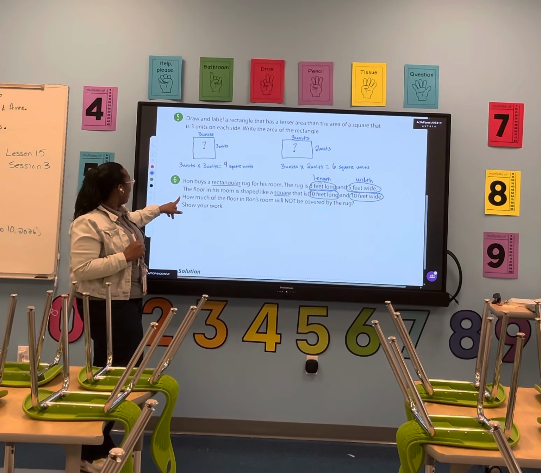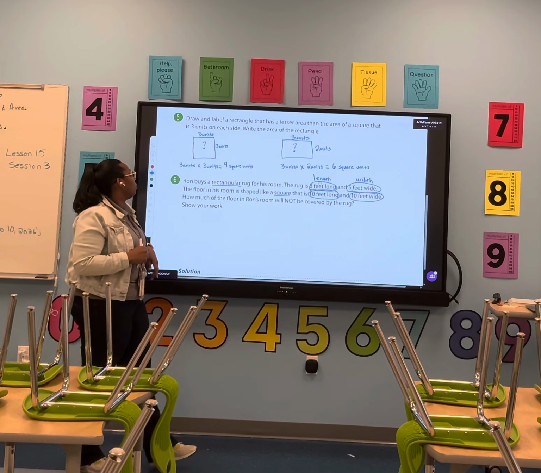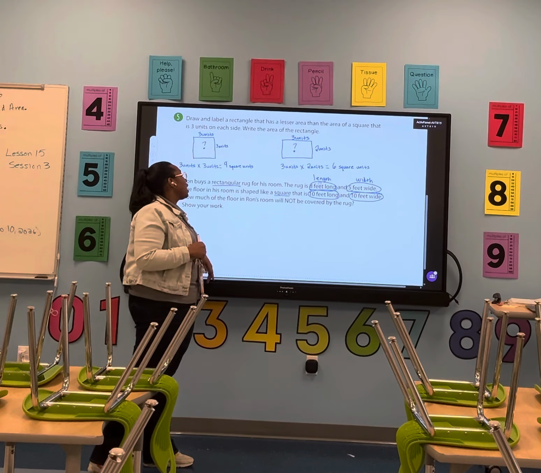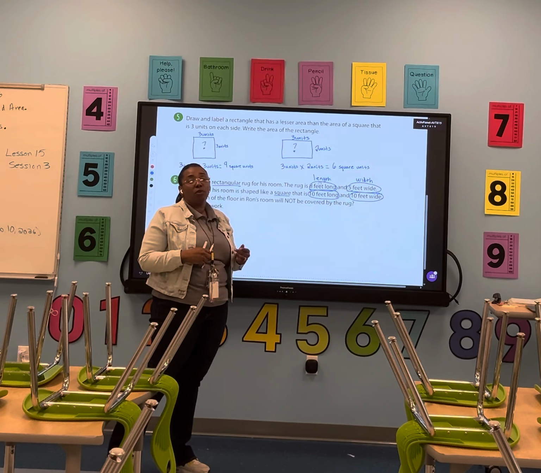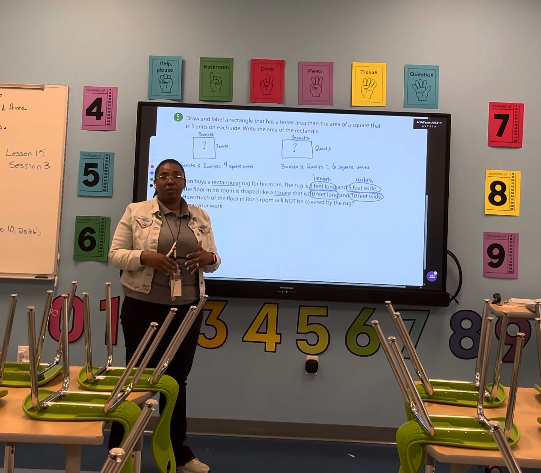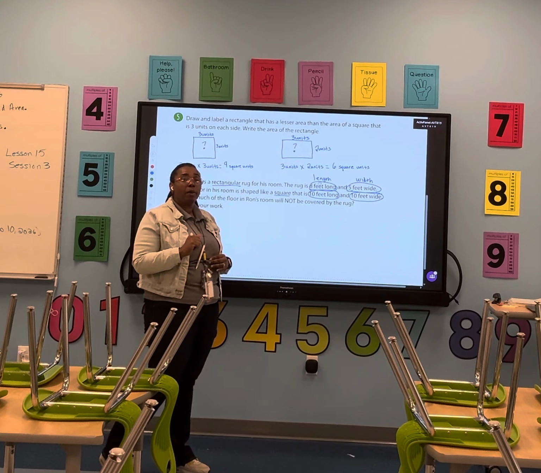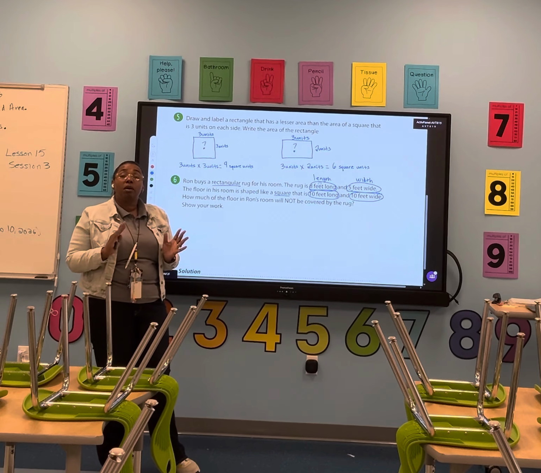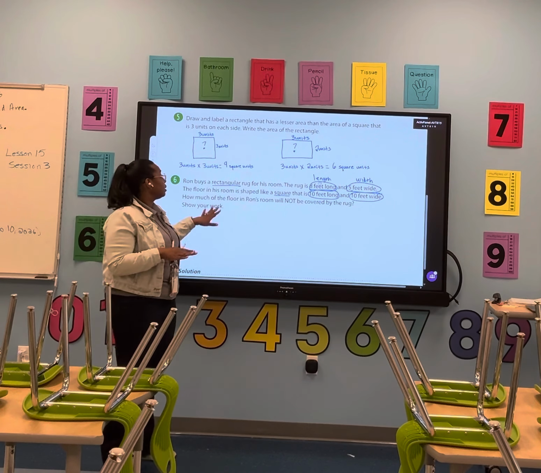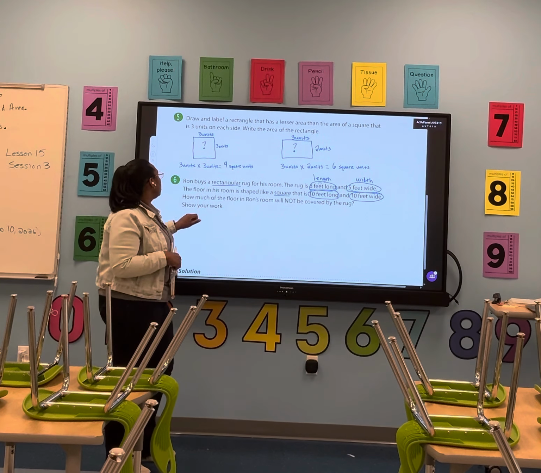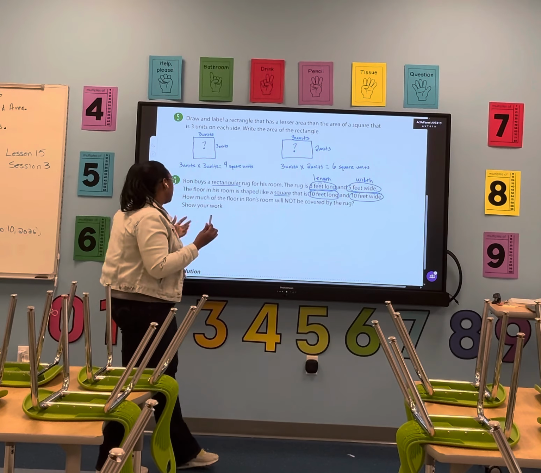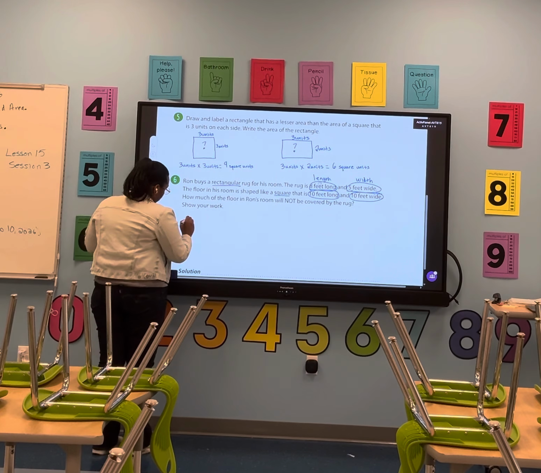It says, how much of the floor in Ron's room will not be covered by the rug? Okay, so they want to know how much of the floor the rug will not cover. Okay, we can figure that out, no problem. We're going to do it step by step. So we're going to go back to the beginning, and we're going to start with our beginning. So Ron has a rectangular rug. Let's draw a rectangle.